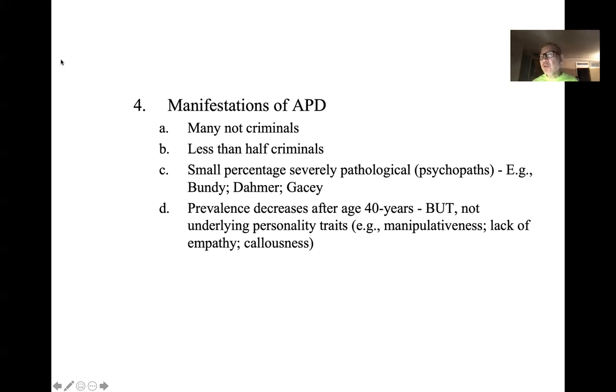it decreases significantly. But for those who are diagnosed as APD, even though breaking the law and the other violent or sexually violent behavior decreases significantly, many of the underlying personality styles, like deceit and being manipulative, will still be there. It'll just play out in a less violent, less law-breaking kind of fashion.